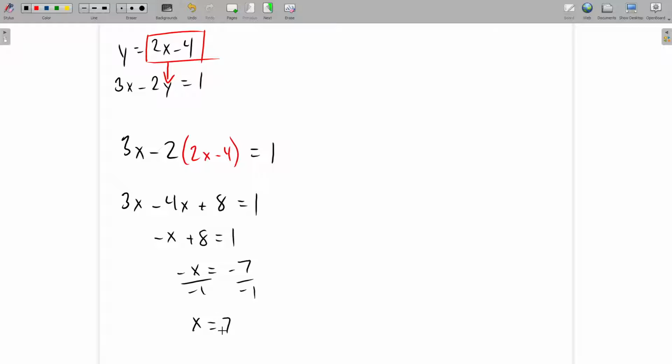Now we're not done. We need both an x and a y because the solution to a system of linear equations is a coordinate point. So what do we need to do now? Well, we can take this x equals 7, and I can now plug it in or substitute it into either of my two equations. It doesn't matter which one I plug it in. So I'm just going to choose the first one.